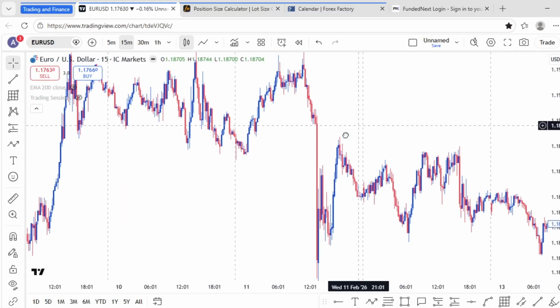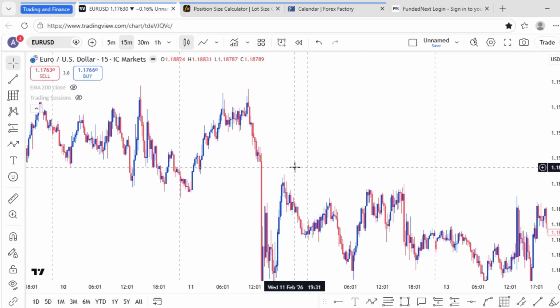So please, this is how market structure works. And as a trader, if you want to understand it better, I will encourage you to watch the video more than once, so that you get the idea very well. So that when you are trading, you'll be able to spot them, and you know when to trade and when to stay away.